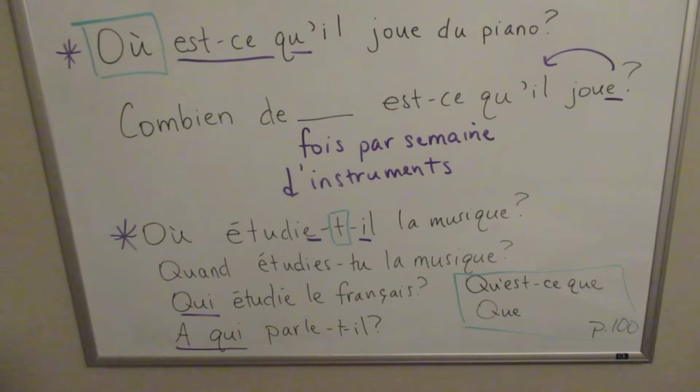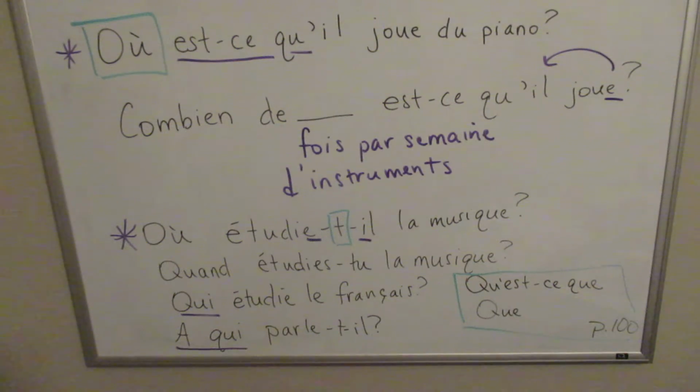Now one that's a little bit different is our combien de. The combien de is a little bit different because we need to say how many of what we're talking about. And then we see est-ce que. So we'll have combien de fois par semaine, combien d'instruments. So of course we have d'instruments, D apostrophe, because instruments begins with that vowel, I. So after we ask for our information, combien de fois par semaine, then we're going to see our est-ce que. Est-ce qu'il joue? And again, our joue is agreeing with il. And that est-ce que has lost its E because il has a vowel in front of it.